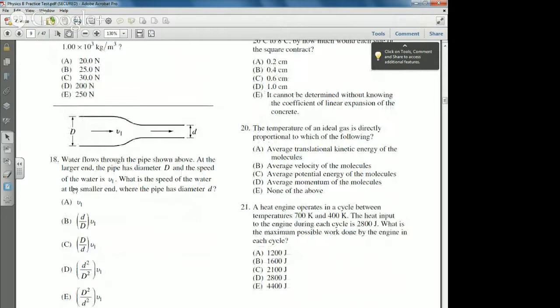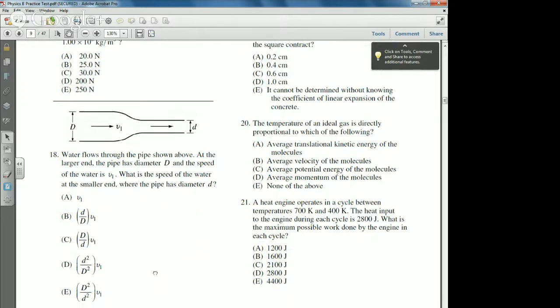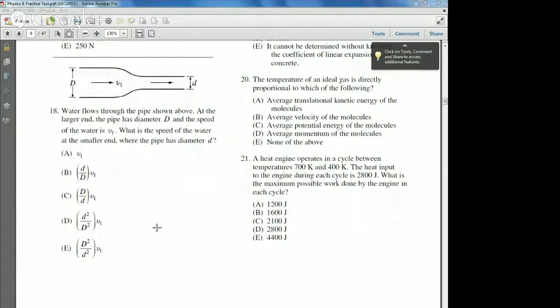Temperature is directly proportional to average kinetic energy. This kinetic energy equals 3/2 kBT, for number 20. Okay, I'm just going to skip right past that. 21. So if you knew, for 20, if you knew the formula, you automatically knew the answer. But most of you hopefully knew that temperature is directly related to kinetic energy already anyway.